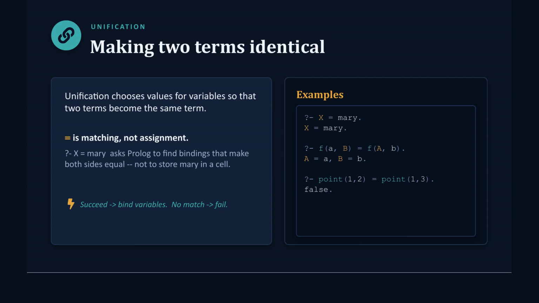Unification is the process of making two terms identical by choosing values for their variables. It is what the equals sign means in Prolog. The query X = mary does not assign mary to X the way an imperative language would. It asks Prolog to find bindings that make the two sides the same term. If such bindings exist, unification succeeds and the variables are bound. If no bindings can make the terms equal, unification fails. Every goal you pose is answered by unifying it against the clauses in your program.